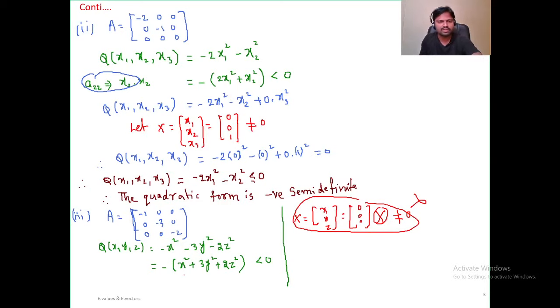Therefore, finally the comment is, Q is negative definite, because it is less than 0. So like this we can classify the given quadratic forms.